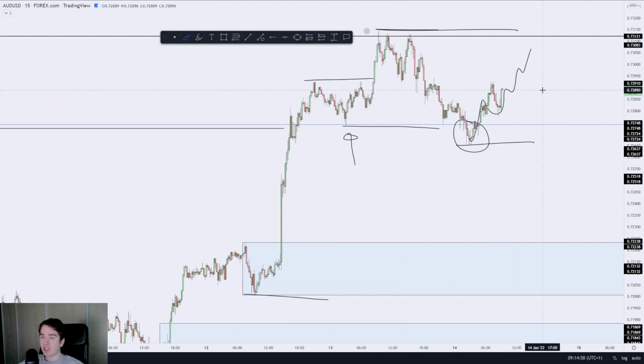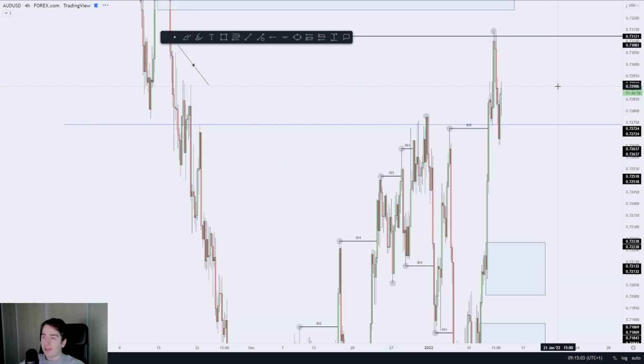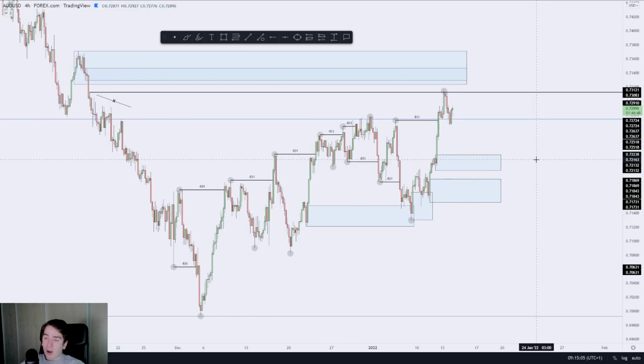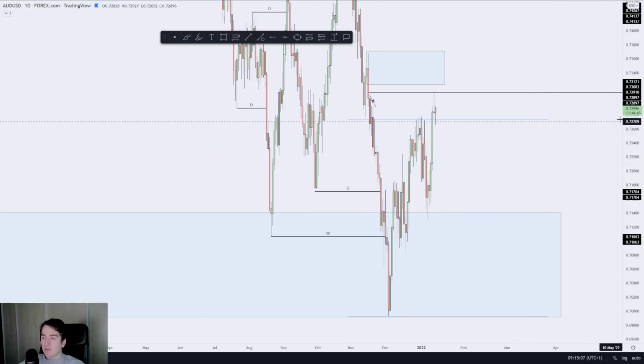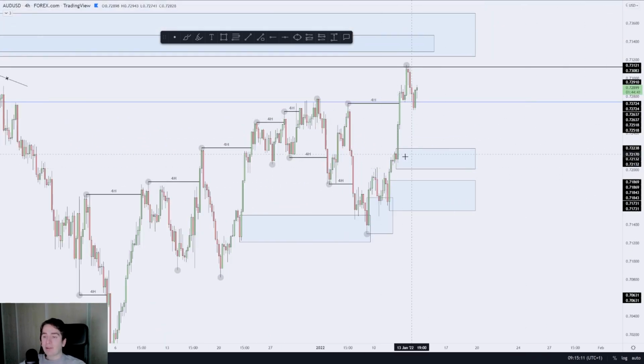So yeah, that's pretty much it, guys, for Aussie dollar. That's kind of what my view is. However, we have to keep in mind that if you look at the daily, because of course we're kind of targeting those lower time frame shorts potentially, back down in towards this area of demand.